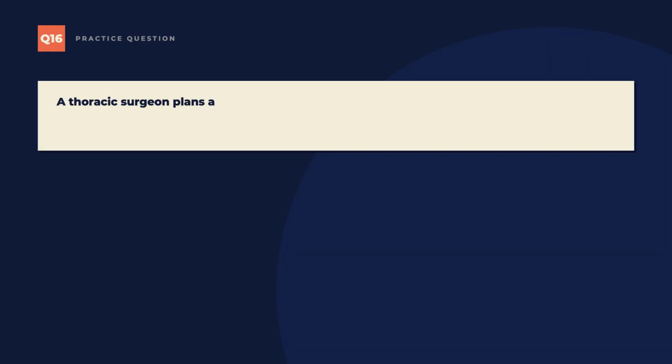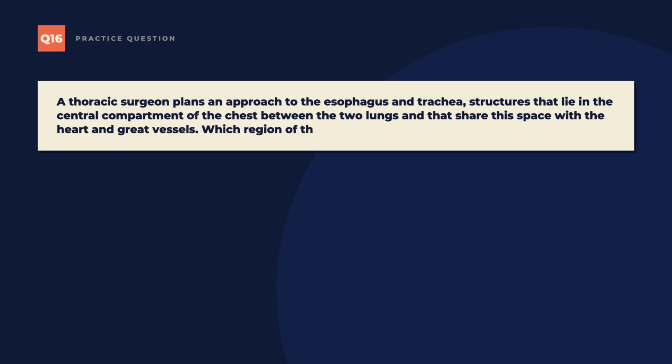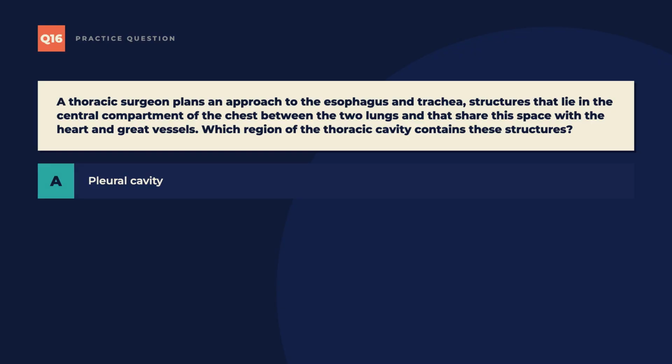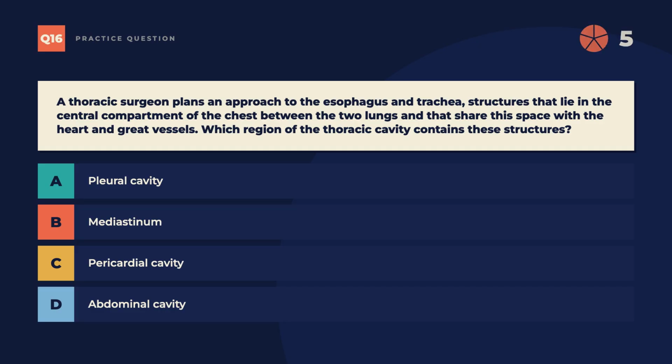Question 16. A thoracic surgeon plans an approach to the esophagus and trachea, structures that lie in the central compartment of the chest between the two lungs, and that share the space with the heart and great vessels. Which region of the thoracic cavity contains these structures? Your options are A. Pleural cavity, B. Mediastinum, C. Pericardial cavity, D. Abdominal cavity. Got a guess? Lock it in.